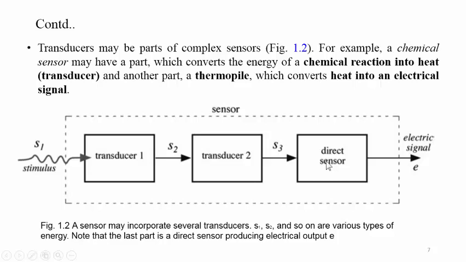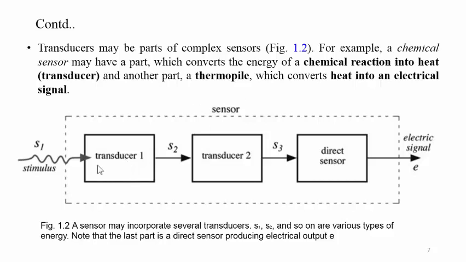So for example, a chemical sensor may have a part which converts the energy of a chemical reaction into heat, and another part, that is the thermopile, which converts heat into an electrical signal. That is the chemical reaction to heat conversion, and from heat to electrical signal conversion.